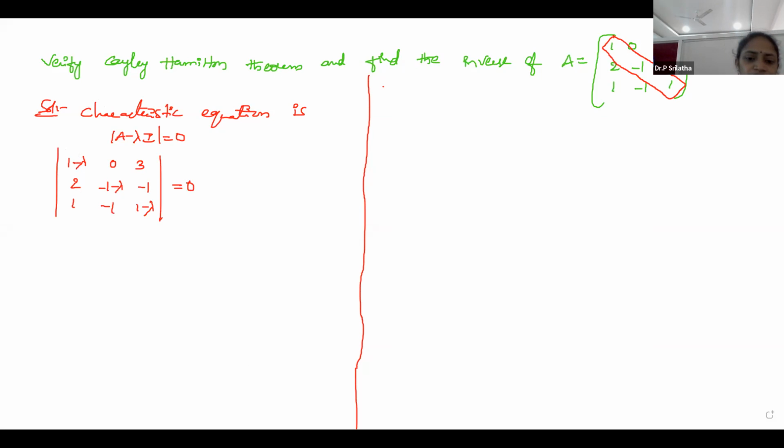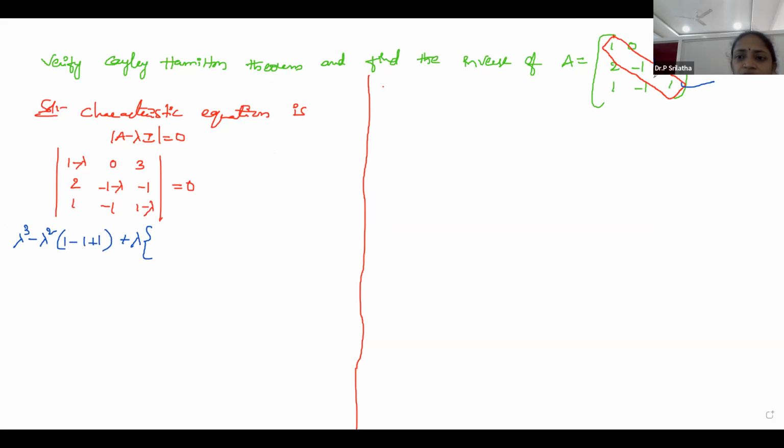Okay, so now by using the shortcut method we can find the characteristic equation, that is lambda cube minus lambda square into trace A. Trace A means the sum of the diagonal elements, isn't it? Here the diagonal elements are 1, minus 1, 1. So we have to add all the diagonal elements, plus lambda into.